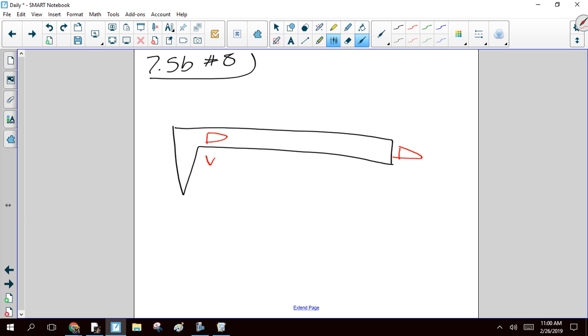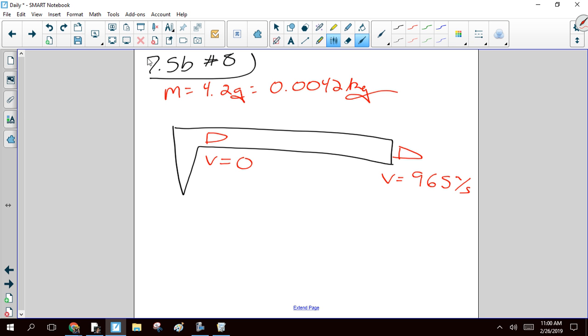The bullet begins at rest, and then the problem tells us that the bullet exits the gun at 965 meters per second. The problem also tells us the mass of the bullet is 4.2 grams, which is the same as 0.0042 kilograms. And it tells us that between here and here, the displacement is 75 centimeters, which is the same as 0.75 meters. So let me pause there for a minute.